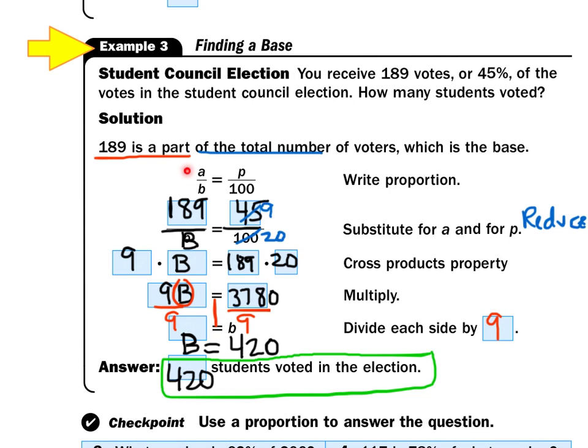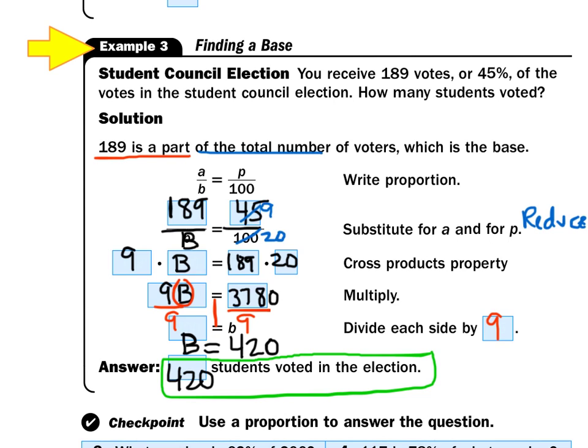All right, so let's set it up. Is over of equals percent over 100. Well, the is, the part, is the 189. The of, we don't know that, so make that a B, and I like to use capital B. And then equals, and then the percent is 45%. And of course, to write a percent as a fraction, it's 45 over 100. So now let's reduce the 45 over 100. We could divide both by 5 to make 9 over 20.